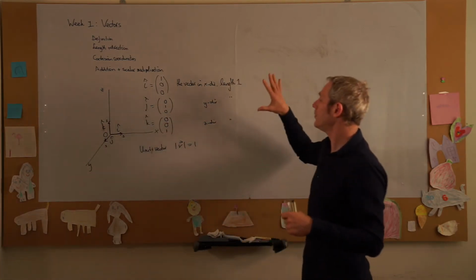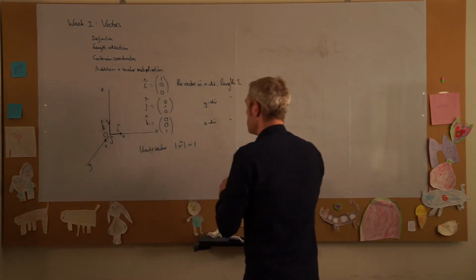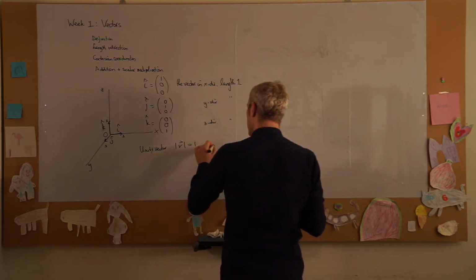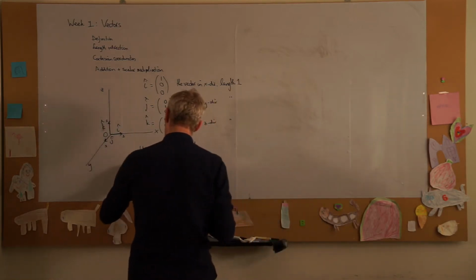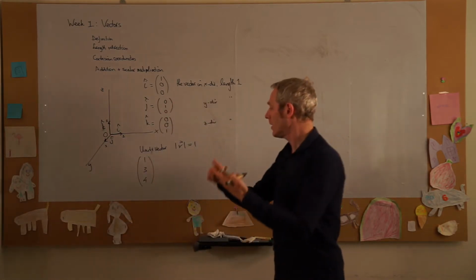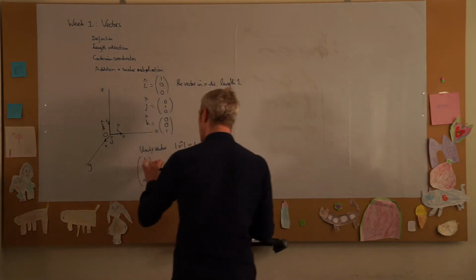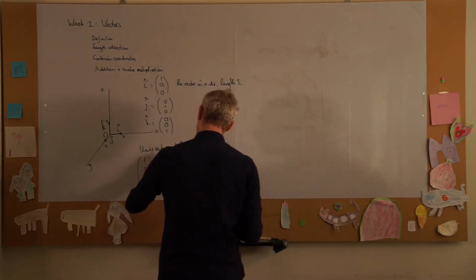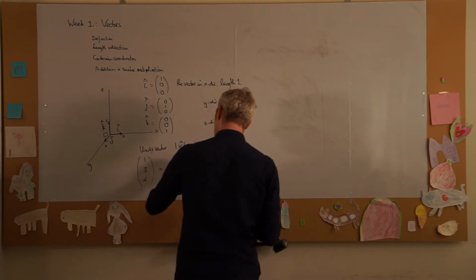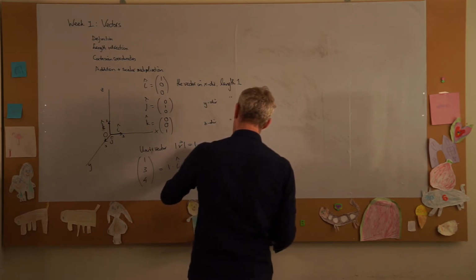Now, if we take a vector in 3D space, for example the vector 1, 3, 4, it is 1 in x direction, 3 in y direction, and 4 in z direction. And we can write out this vector as 1 times i plus 3 times j plus 4 times k.